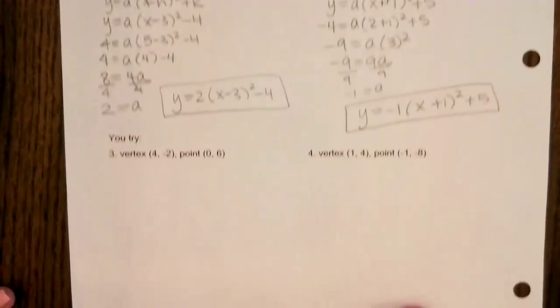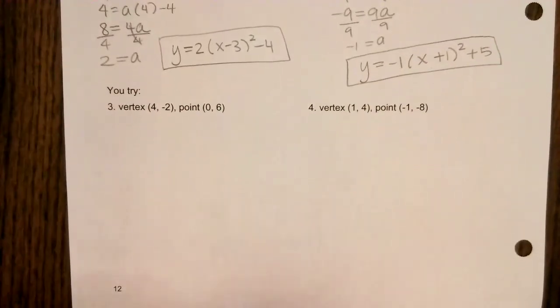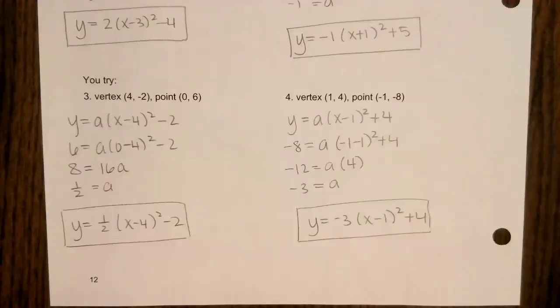You've got 2 to try down here. Go ahead and pause the video, try the 2, and see if you've got the correct answer. All right, check your work. See if you got the correct answer. You should have solved for a and got 1/2 on 3, and then we're able to write the equation. On 4, you should have been able to solve for a and got negative 3 and wrote the equation. All right, let's continue to write more quadratic equations.